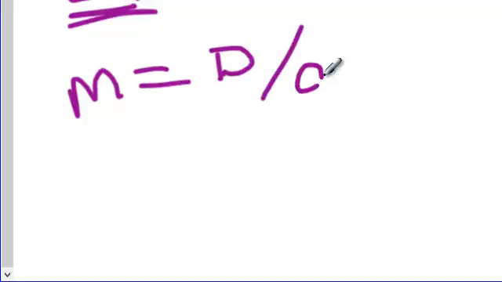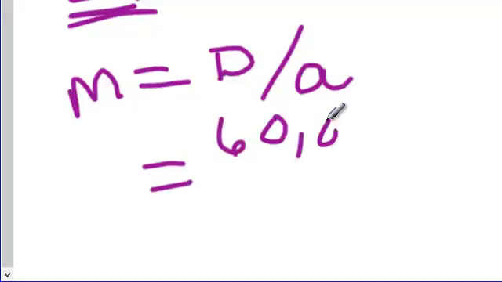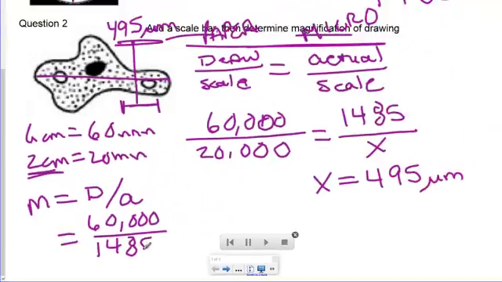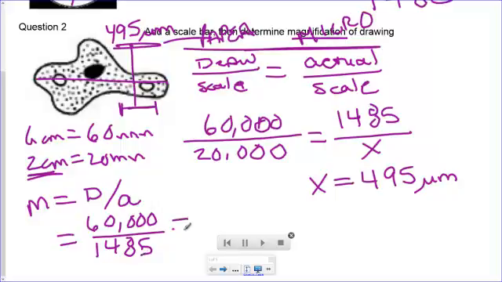Now I need to determine the magnification that this was actually drawn at. So this is the magnification equals the drawn size over the actual size. Well, you now have both of those measurements. So the drawn size is 60,000 micrometers, and again they need to be in the same units, and the actual size was 1485 micrometers. So when you do the math there, the magnification of the drawing is going to be... oh, did I not put the answer on that? Oh, no, I'm sorry. You didn't have to do the magnification of the drawing.